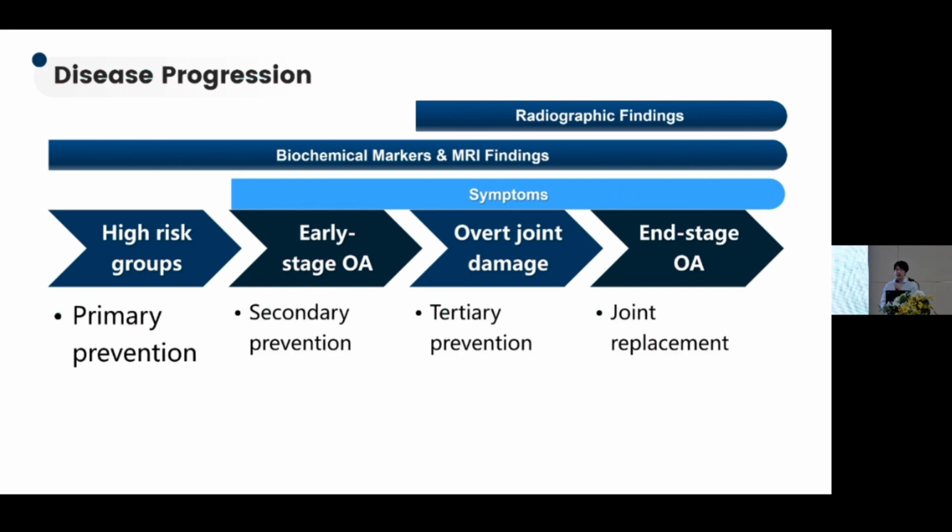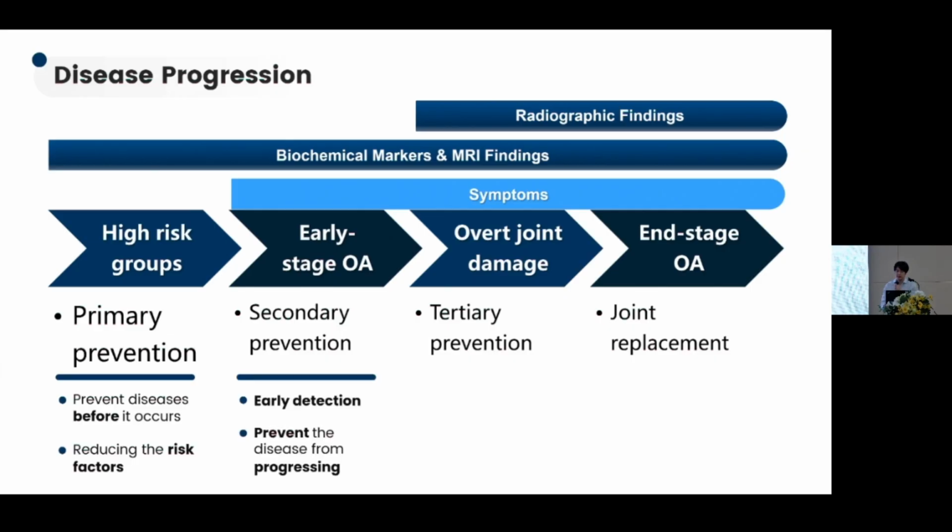We can categorize them into primary, secondary, and tertiary prevention. The primary prevention reduces modifiable risk factors. Secondary prevention aims to detect and intervene early. The last one, tertiary, manages the consequences of established OA.